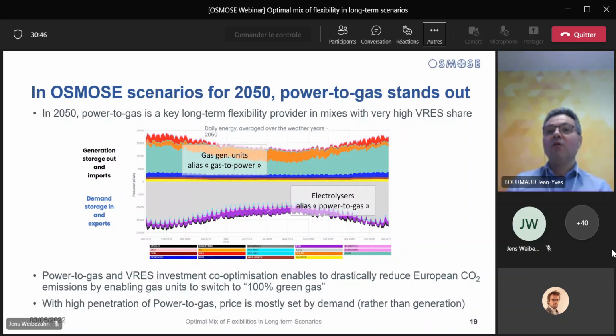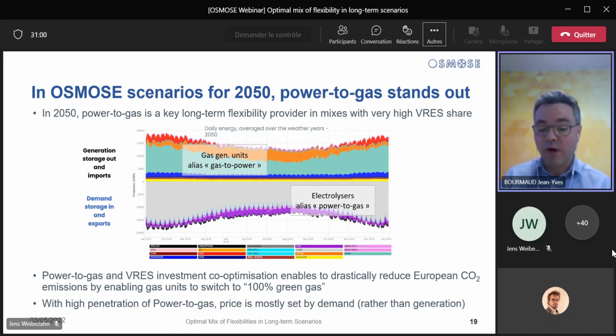Moreover, such a high penetration of power to gas leads to the price being primarily set by demand instead of generation. This debunks the myth that a system with a high share of VRES should drive the price to zero for long periods. Next slide, please.